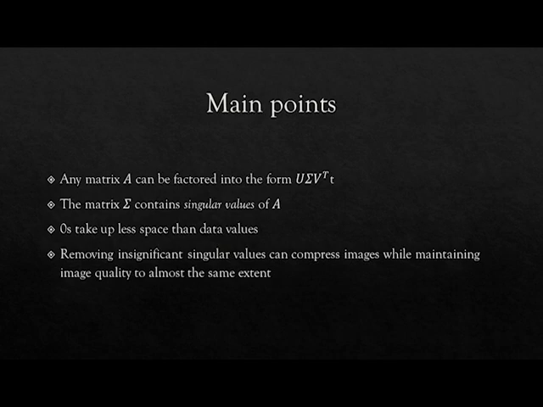The big takeaways from this are that any m by n matrix A can be factored into the form U sigma V transpose using singular value decomposition. The matrix sigma, which is the middle one, contains the non-zero singular values of the matrix A. Zeros take up less space in a computer than other data values, and removing insignificant singular values can compress images while maintaining image quality to almost the same extent as the original.